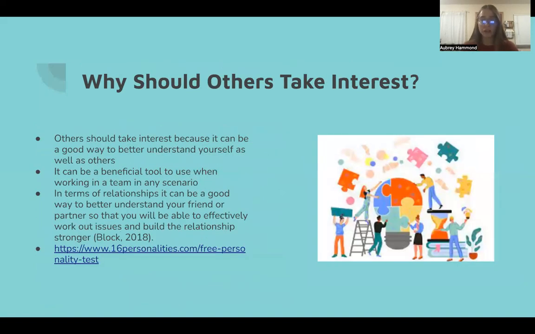Why should others take interest? It can be a good way to understand yourself better as well as others, and it can be a beneficial tool when working in a team or any scenario where you're working together trying to accomplish something. In terms of relationships, it can be a good way to better understand your friendships so you can effectively work out issues and build relationships. And down there, I hyperlinked the Myers-Briggs personality type indicator test if you'd like to take it.